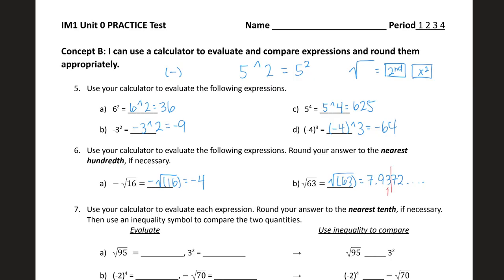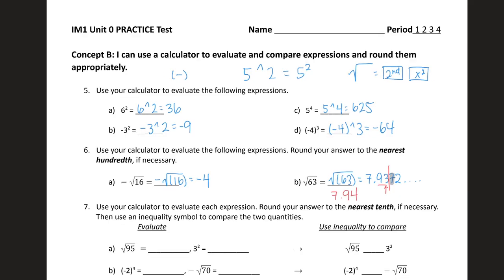So this is our target place. So 93 is a number that's going to be either kept as 93 or we're going to bump it up to 94. So then we look next door. We look at the number next to our target place, which is a 7. And since that's 5 or more, we're going to bump up our number to 94. So rounded to the nearest hundredth, this would be 7.94.